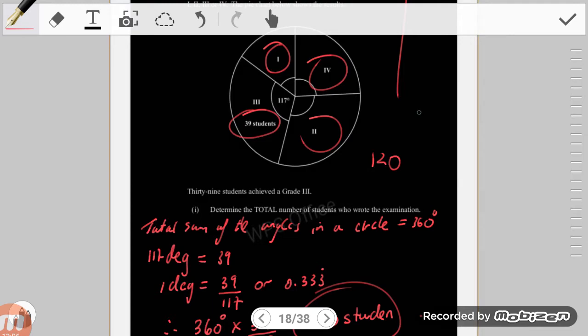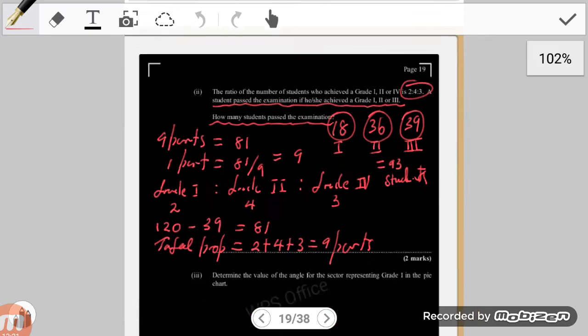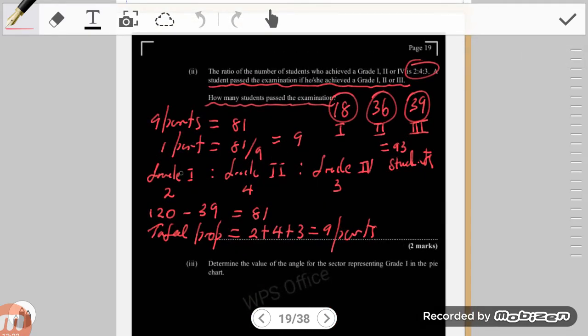Now, since I know the amount of parts that represents grades 1, 2, and 4, and I now know how many students represent those 3 sectors, then it simply would tell me that 9 parts, which I had calculated right here, 9 parts, 2 plus 4 plus 3, would represent the amount of students that is in sectors grade 1, grades 2, and grade 4.